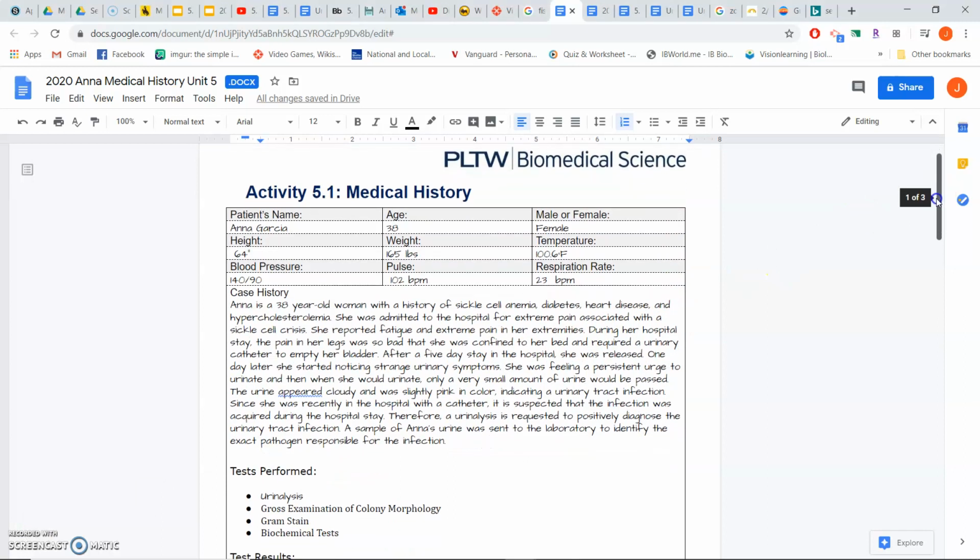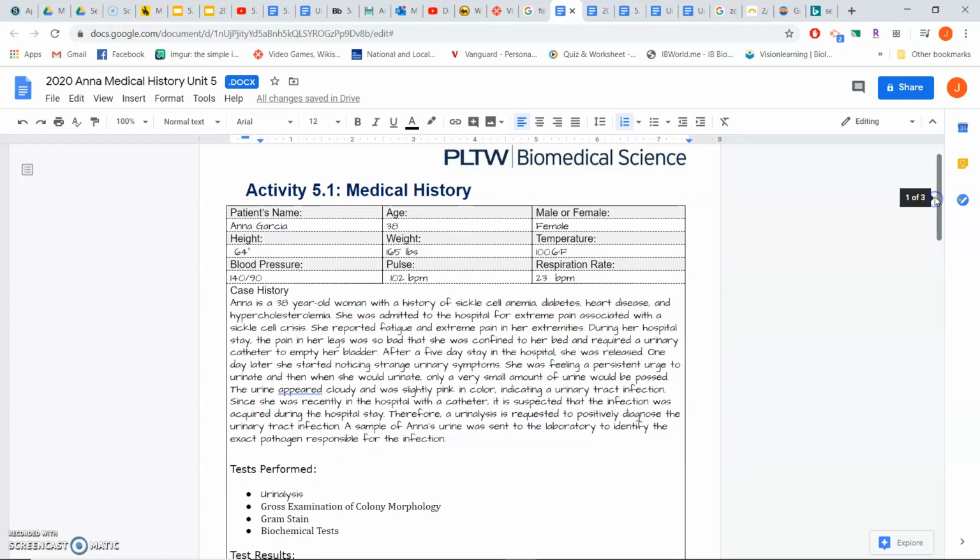The medical history itself here just kind of goes over Anna Garcia. You'll notice she had a high temperature, so that's considered to be a fever. She was breathing about 23 breaths per minute. Her pulse was at 102. Both of these are considered to be pretty high. And then what about the blood pressure? What do we notice? If you remember back to our diabetes unit, it's pretty high as well.